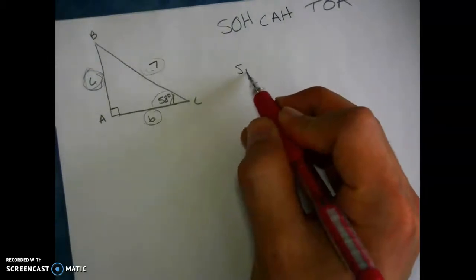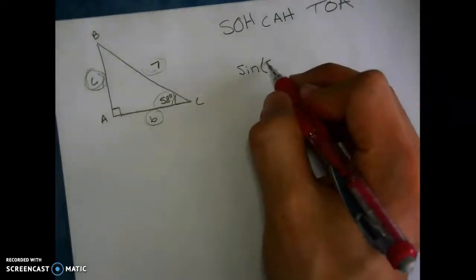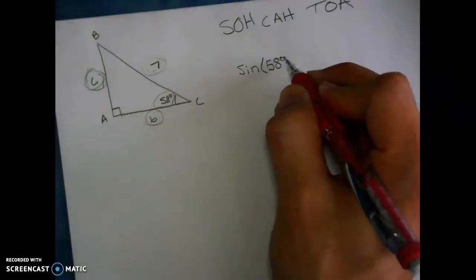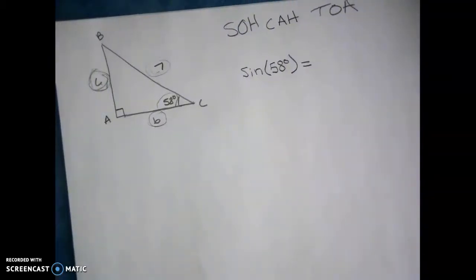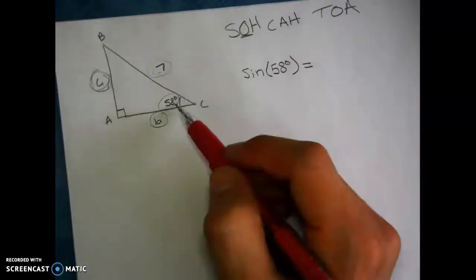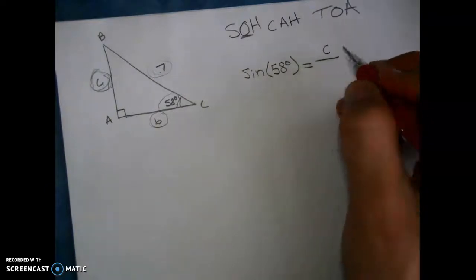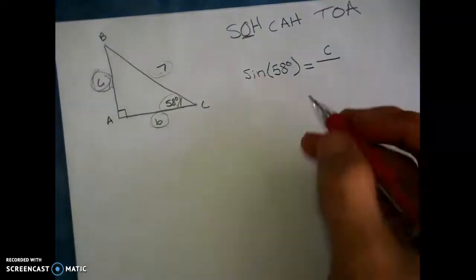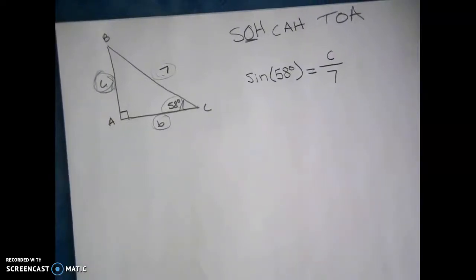So I have sine, and this time I'm given my theta, my angle, 58 degrees, is equal to, well, what's the ratio for sine? It's opposite over hypotenuse. So what's opposite? Opposite of this is C over, what's my hypotenuse? 7.